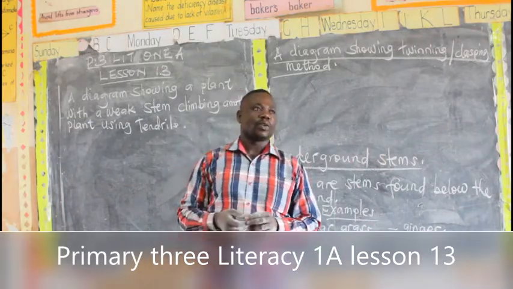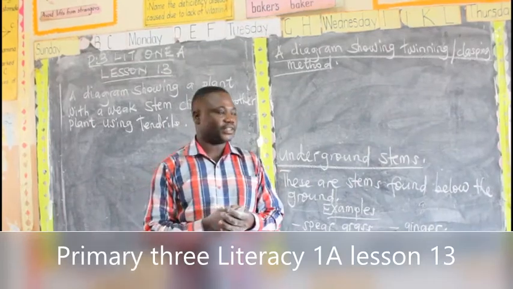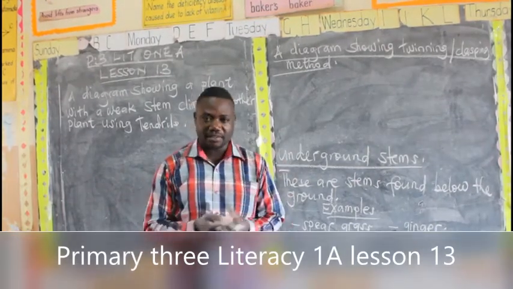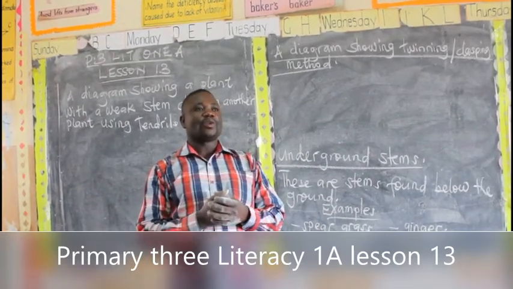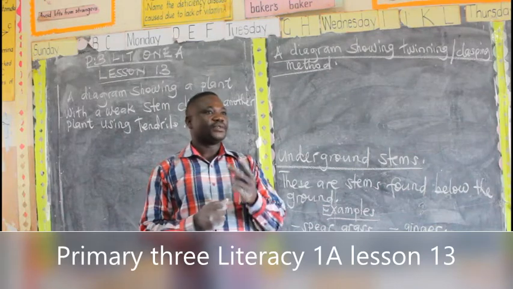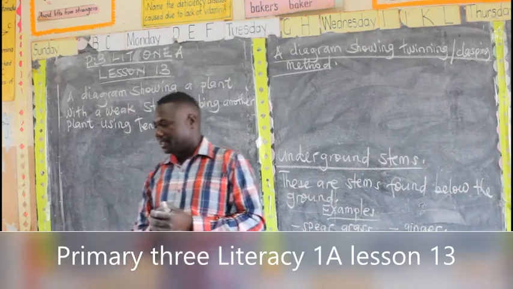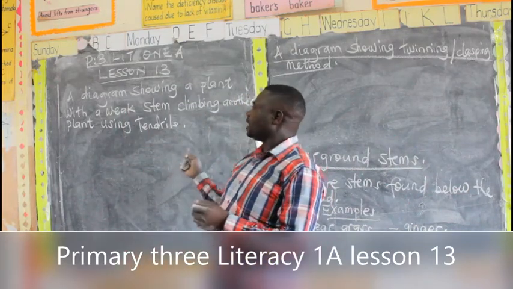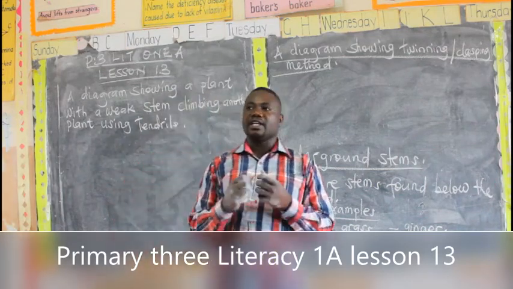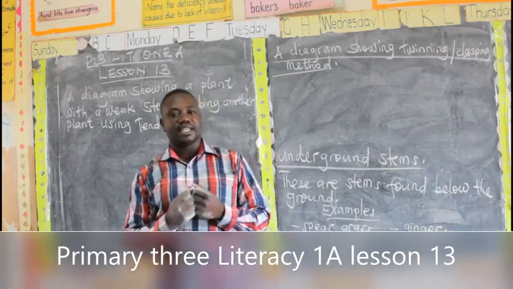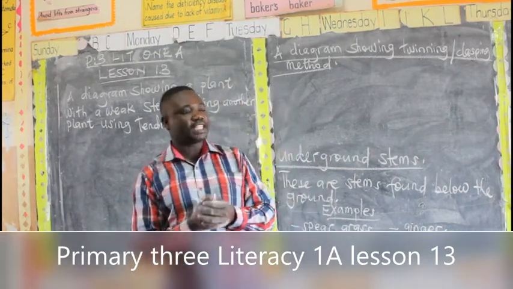Last week, we looked at stems, and we grouped them in two categories: underground stems and upright stems. We went ahead and looked at examples of plants with weak stems. I remember very well that we looked at examples of plants with weak stems.